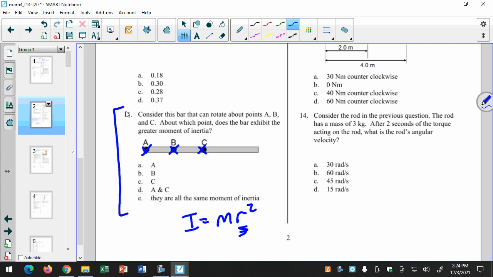So I'm looking for my mass to be distributed far away, like the figure skater with their hands out, that their moment of inertia will then increase. So the one here that has the most mass at a farthest distance is going to be A. So you were all saying A in your head, right? Okay, let's look at some others.